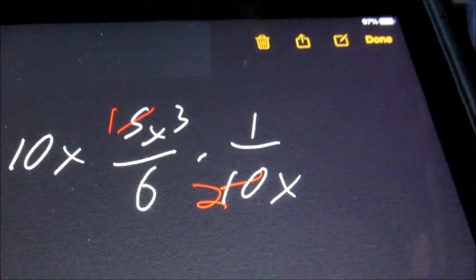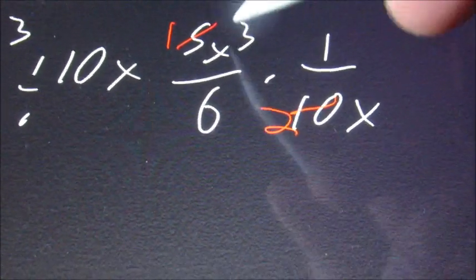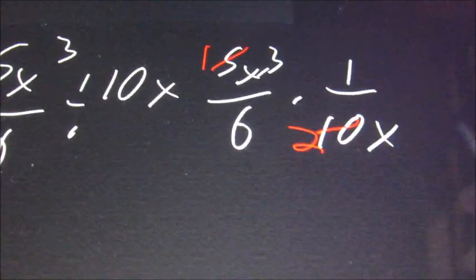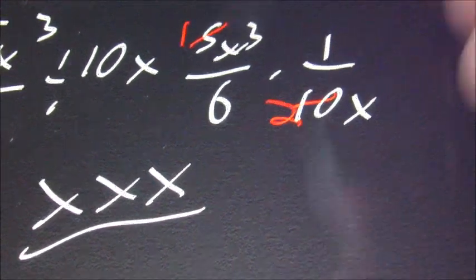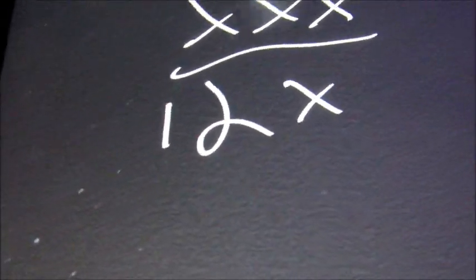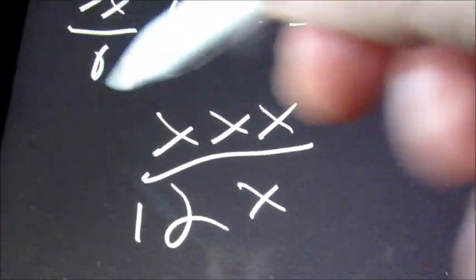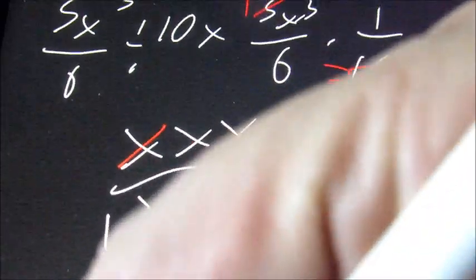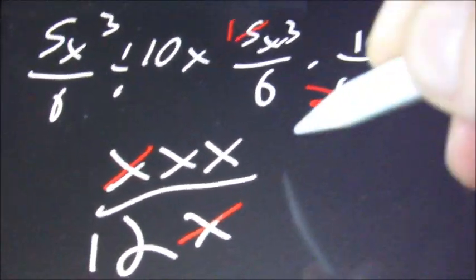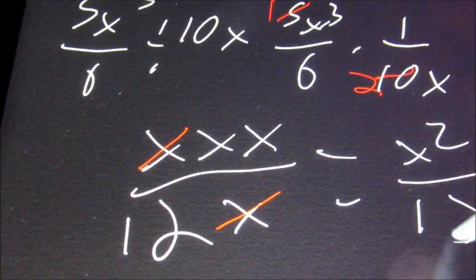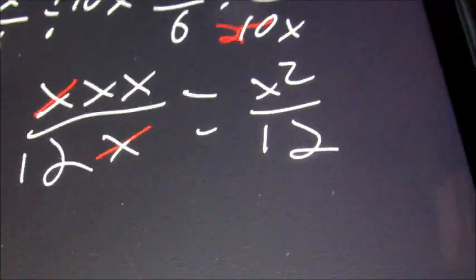And I'm going to rewrite this like I did in the previous section, where I have this to be 3 x's. But we have 1 times 1 is just 1. So we have x, x, x on top. 6 times 2 is 12, and we have 1x. Okay, so now we're going to divide the x's that we can. So x divided by x is 1. So what we're left with is x squared on top and 12 on bottom.